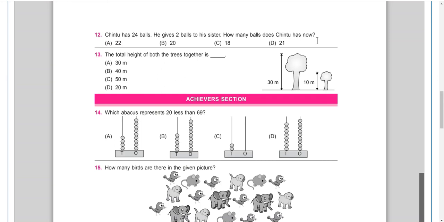We have to subtract, because he gave some to his sister, and how many more he has, that we have to count. So it's subtraction. Okay, so we have to subtract 2 from 24. So can you make the subtraction? Just 2 you need to reduce, just back counting. It's kind of easy.